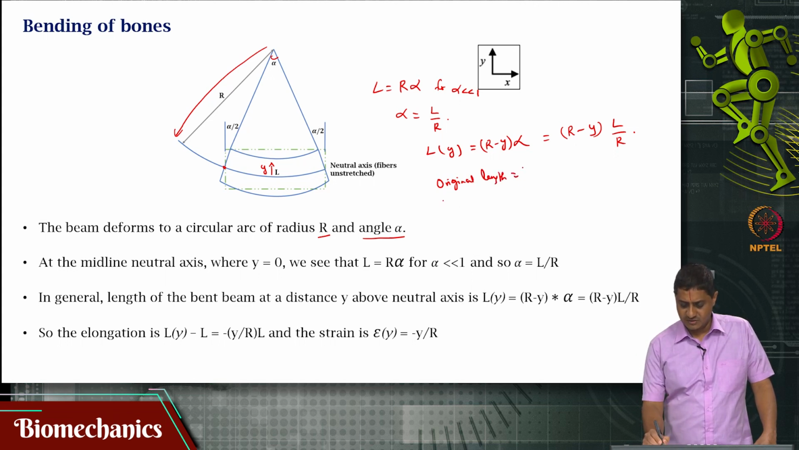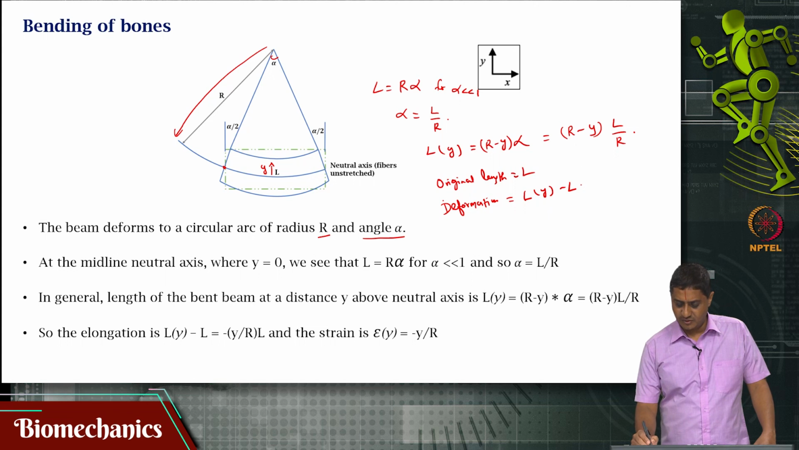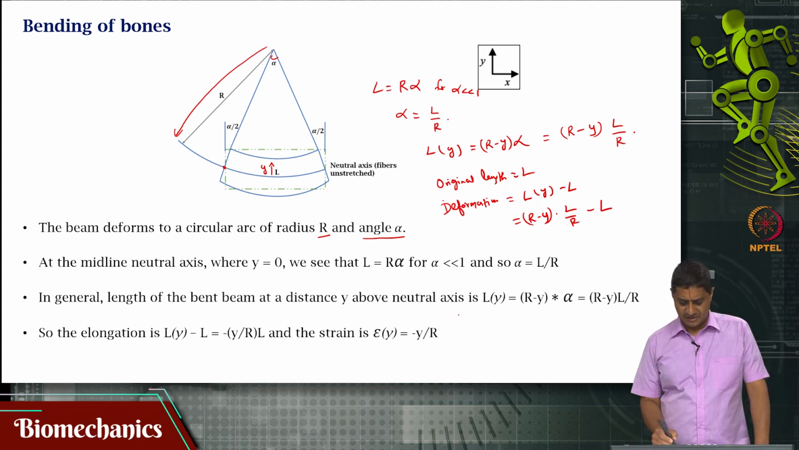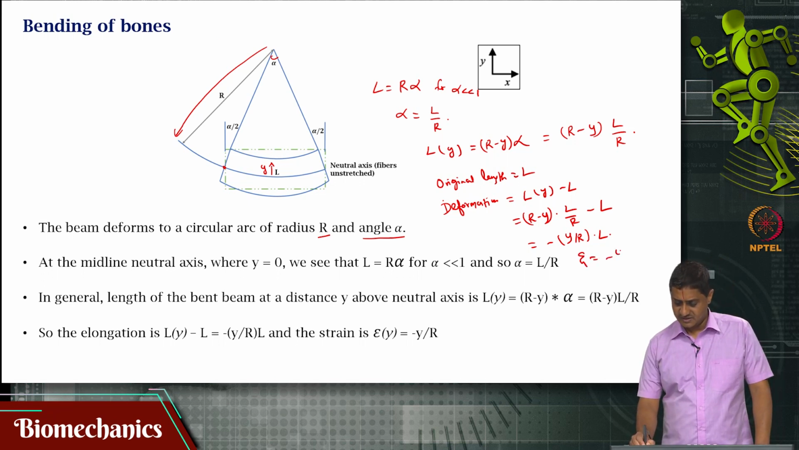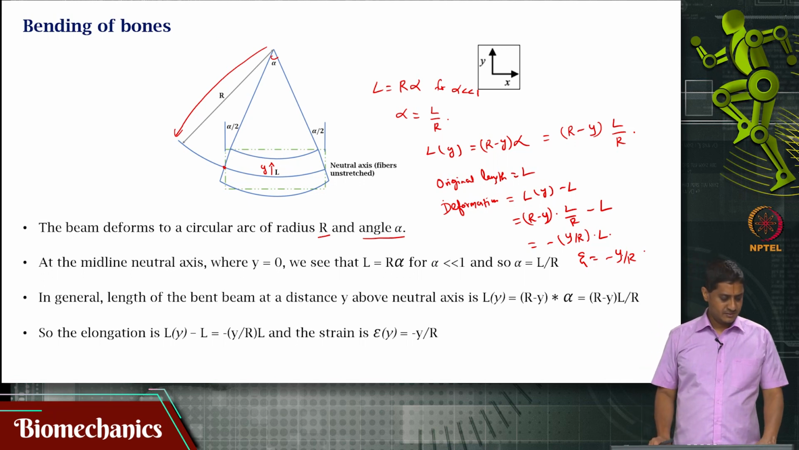So, that means original length is L, that means deformation. What is the deformation? Deformation is L of y minus L, and L of y itself we know is (r minus y) times L by r, minus L. After some algebra, this is actually minus of y by r times L. If this is a deformation, then the strain would be minus of y by r.